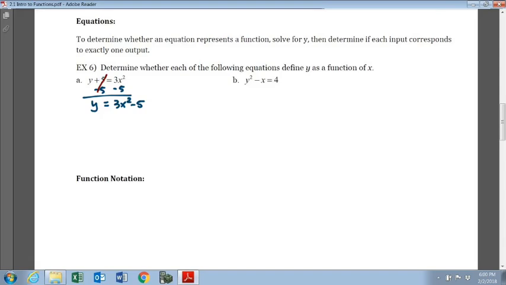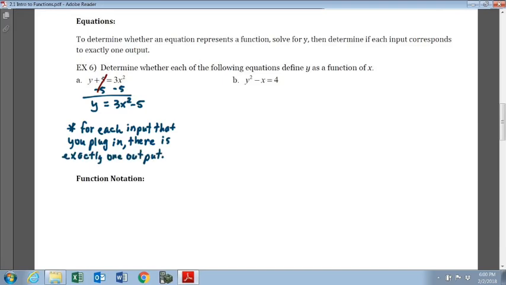So again, I want to see if each input corresponds to exactly one output. So think about this. If I plug in 0, for example, for x, y is going to equal 3 times 0 squared, which is just 0, minus 5, and you get -5. No matter what you plug in, you're going to square that number, multiply by 3, and subtract 5, and you're going to get a single number. And so in this case, for each input that you plug in, there's exactly one output. You're never going to get two answers when you plug in an input.